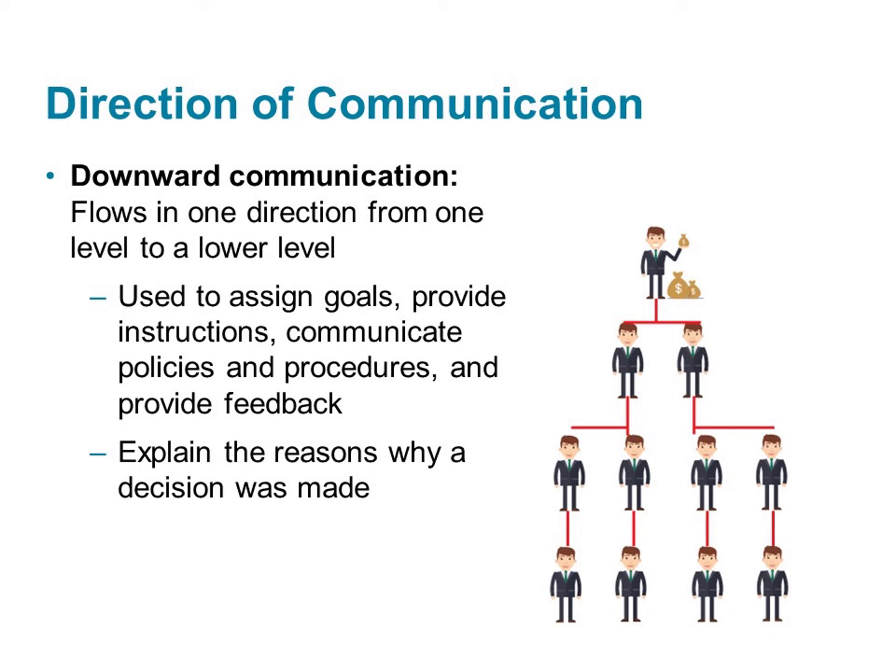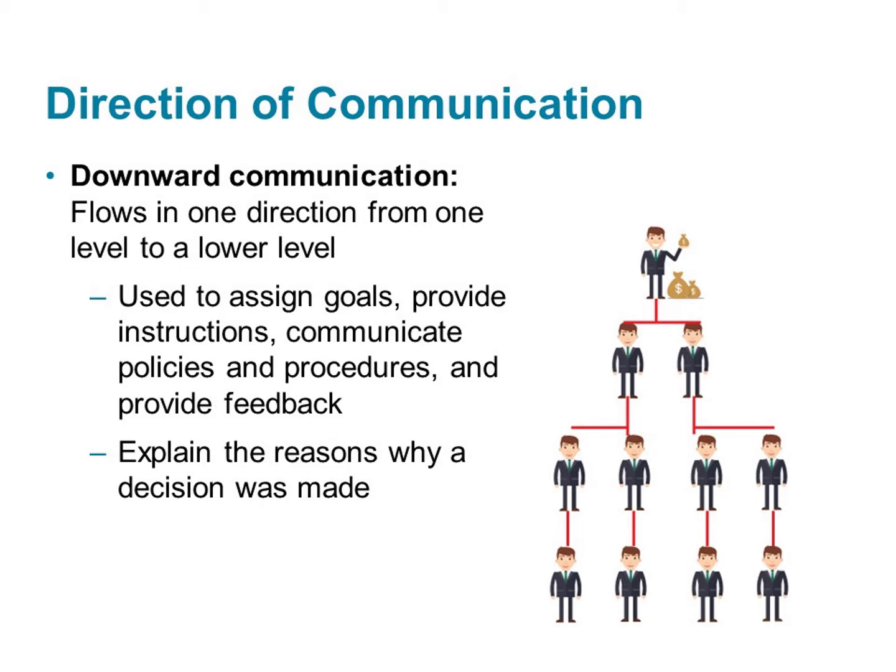Now let's turn our attention to the directionality of communication. Downward communication occurs when information flows from a higher level to a lower level. Among other things, it's used to set goals, provide direction and instructions, communicate company policies and procedures, and provide followers with feedback about their performance. Team meetings and company letters are two examples of downward communication.